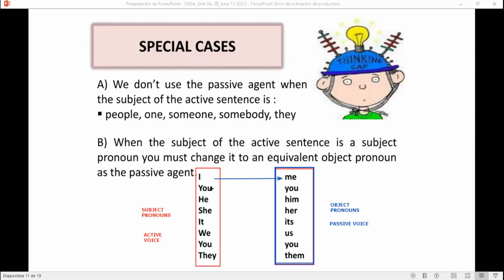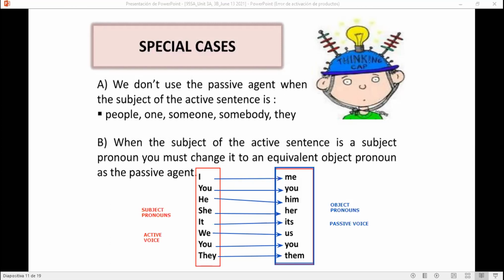Estos serían los equivalentes. En lugar de I iría me, en lugar de you utilizamos el mismo you. Instead of he, we're going to use him. Instead of she, her. Instead of it, its. Instead of we, you're going to say us. Instead of you, you again. And instead of they, we're going to transform it into them. Okay, so don't forget about these, guys. No nos olvidemos de esto. Son como que reglitas básicas para transformar a la voz pasiva.